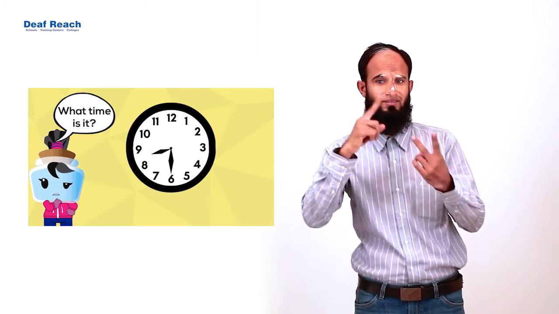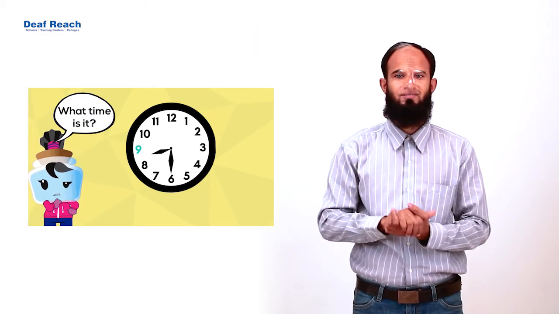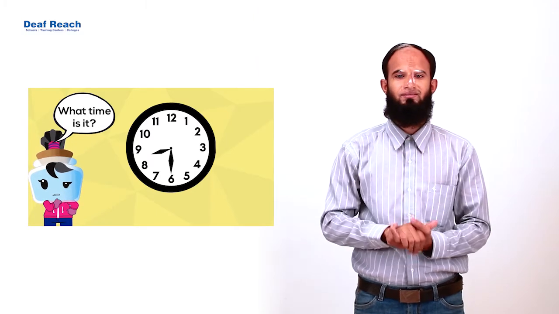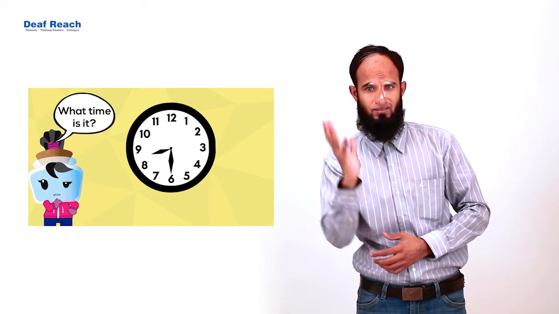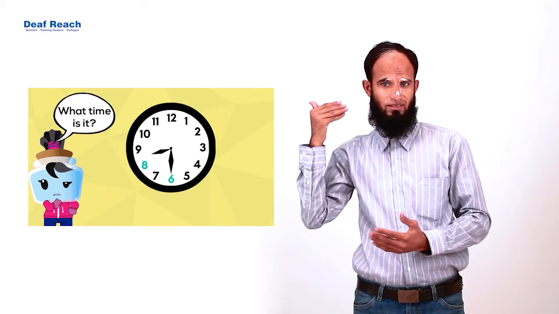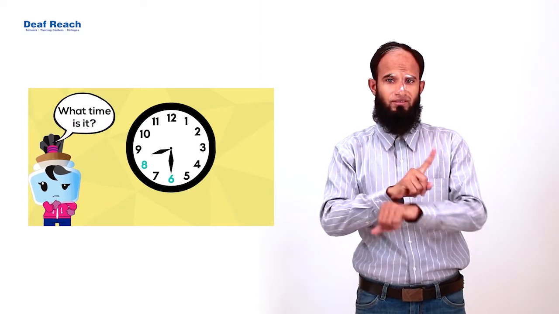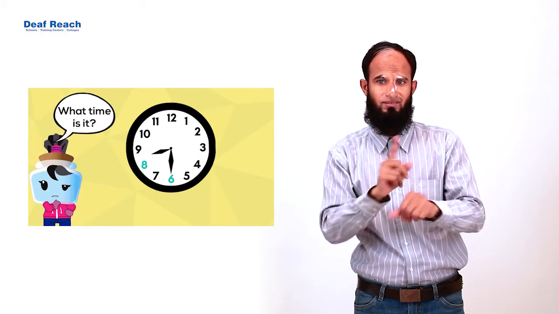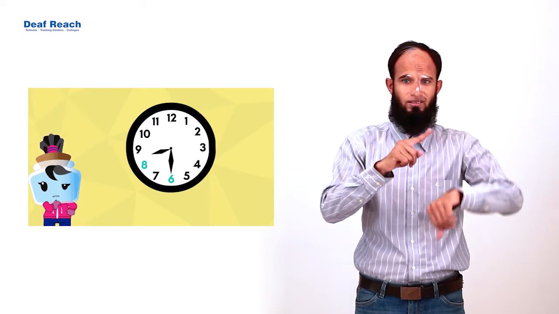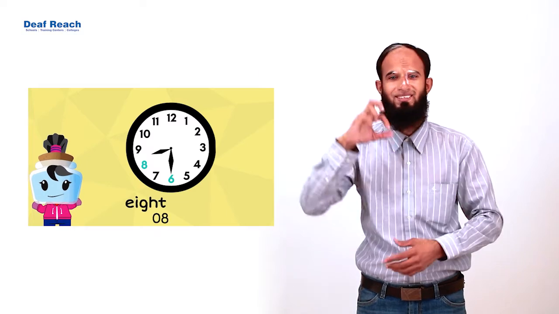How about this next clock? The hour hand is pointed somewhere between 8 and 9. Meaning it is just past 8, while the minute hand is pointed at 6. So the time is 8:30.